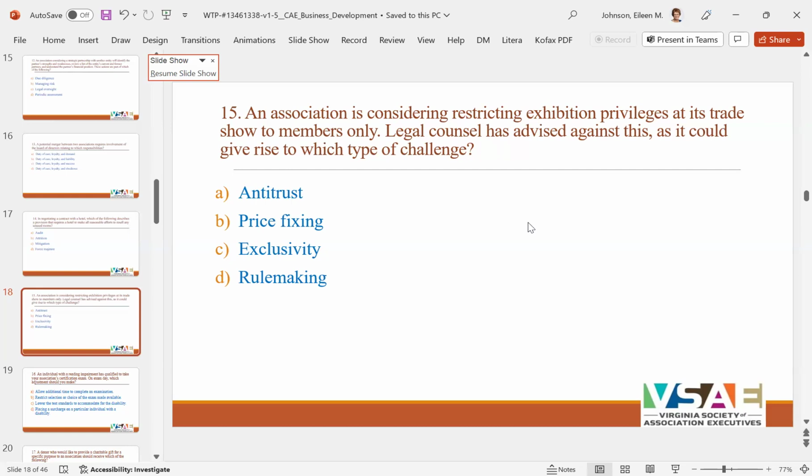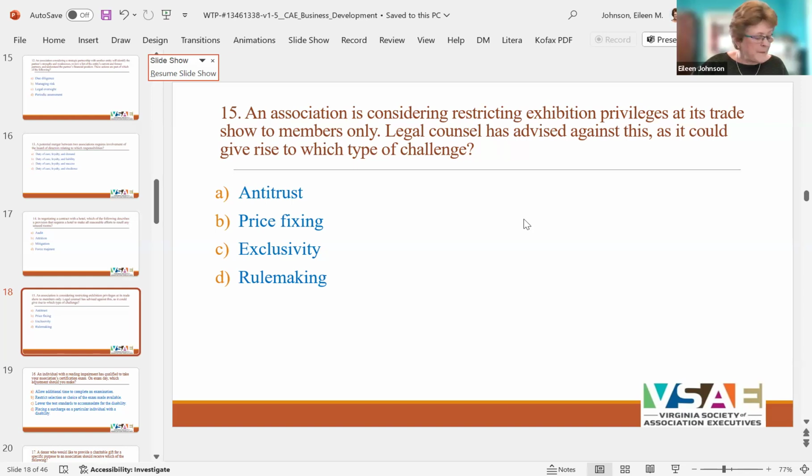Okay, again, I'll admit I don't know what rulemaking would mean in this context, so I'm going to eliminate that one. Antitrust feels slightly different from this, in terms of everyone getting together and deciding on one particular pathway forward. Again, there's no mention of price in the question, so I'm leaning away from price fixing and I'm leaning towards C for exclusivity.